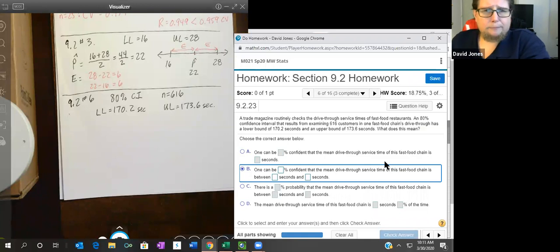There is a blank % probability. That's not what confidence intervals tell us. They don't tell us probability. So that one's out.